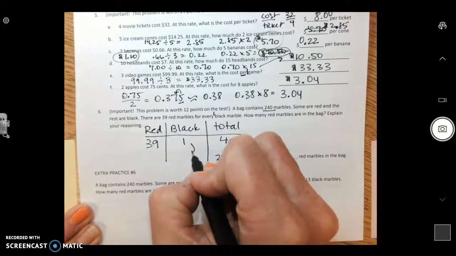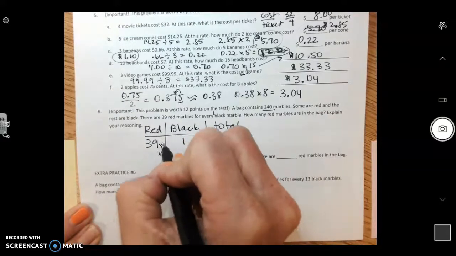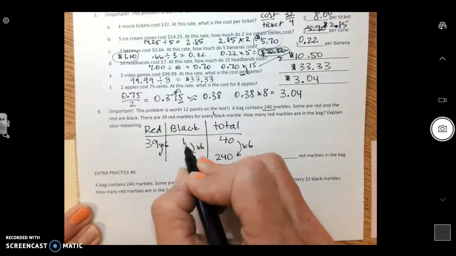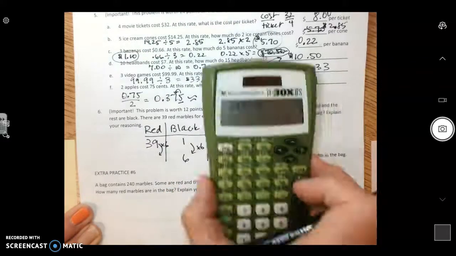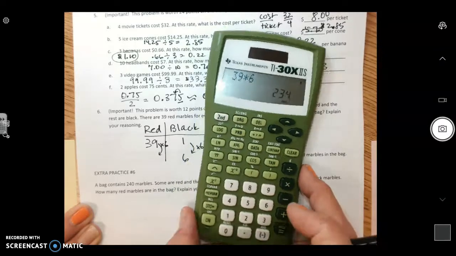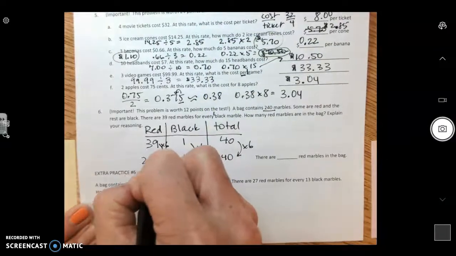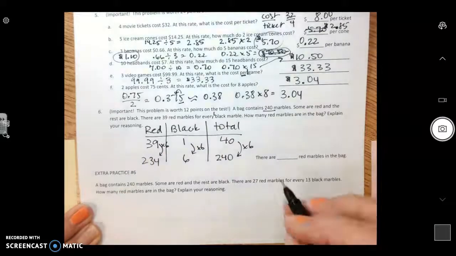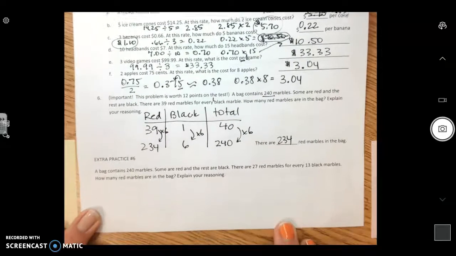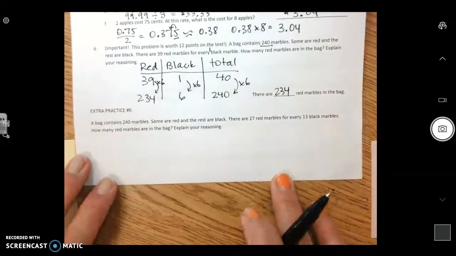Well, if I multiply everything times 6, then I should know how many black ones and how many red ones I have. So 1 times 6 is 6. 39 times 6 is 234. There are 234 red marbles in the bag. Let's practice that again, get some extra practice on that one.